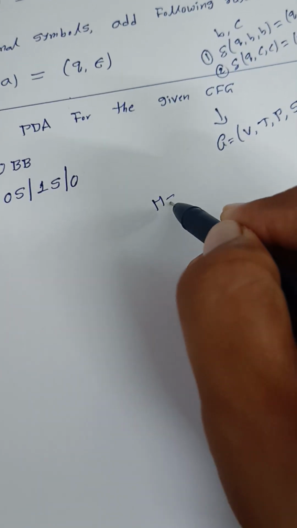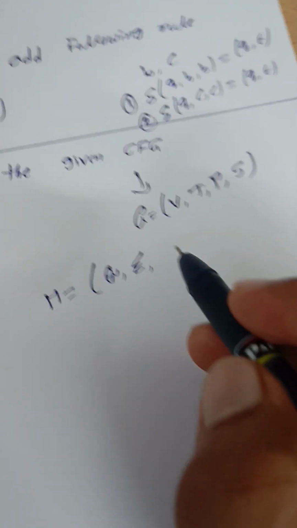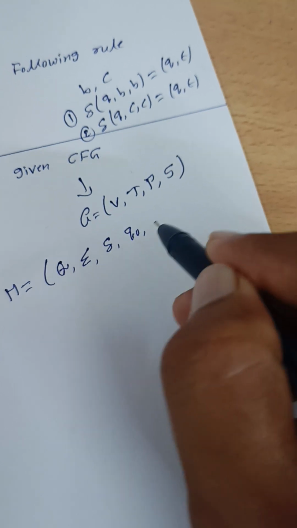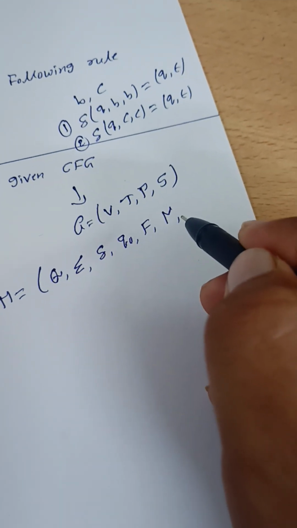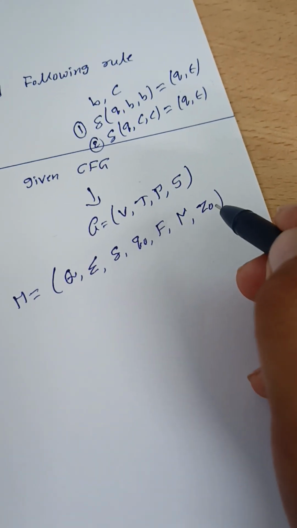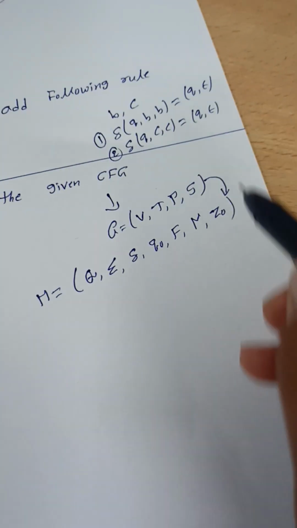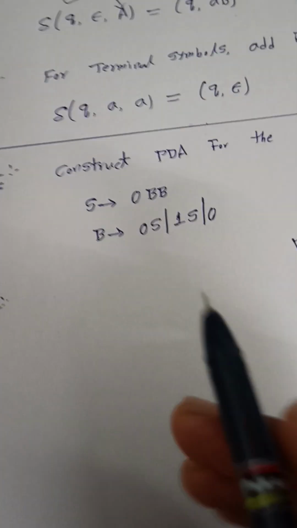Already we know the meaning of PDA. PDA is a collection of 7 tuples: a finite set of states, a finite set of input symbols, a transition function, a starting state, a set of final states, and gamma, which indicates the stack alphabet, the stack symbols. Now we will convert this grammar into PDA format. So let us start with the grammar.